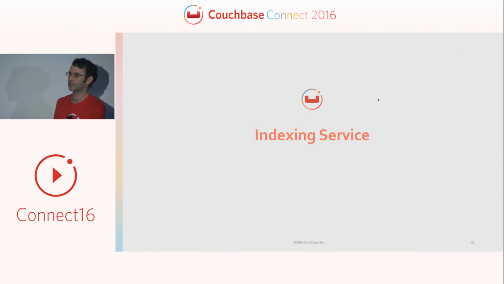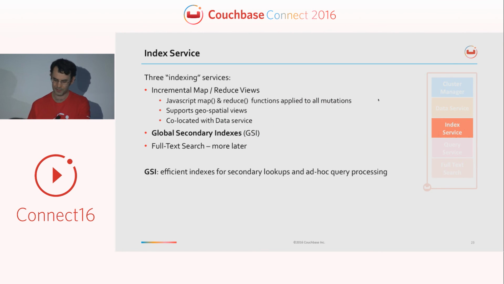So that was the data service, the low-level data plane of the system. And I'm going to talk about the indexing service. Strictly speaking, we have 3 indexing services. We have our incremental MapReduce views. These have been in Couchbase since Couchbase 2.0. They were an evolution of the CouchDB MapReduce views. And these allow you to do efficient aggregation and complex map function application on data.